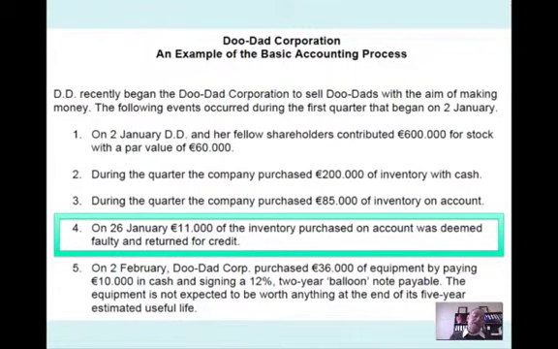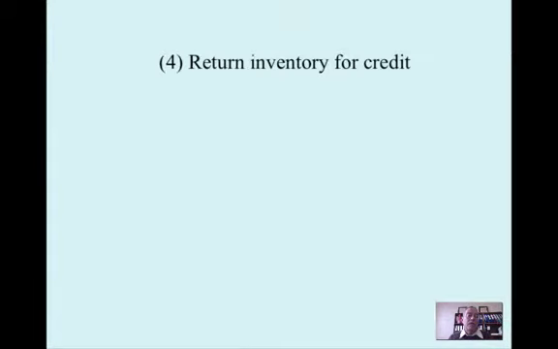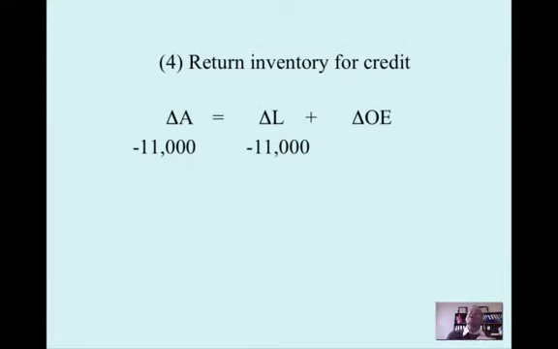In number 4, it says on January 26th, 11,000 euro of inventory purchased on account earlier, actually in number 3, just above, is deemed faulty and returned for credit. That is, we don't have to pay for it. So thinking of that transaction in terms of the accounting equation, we're going to reduce the inventory because we're giving it back, and we're reducing how much we owe because they're giving us credit. They said, all right, you don't have to pay for that. That's what we mean in that sense of the word for credit.